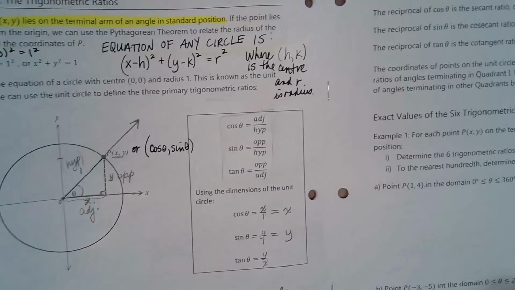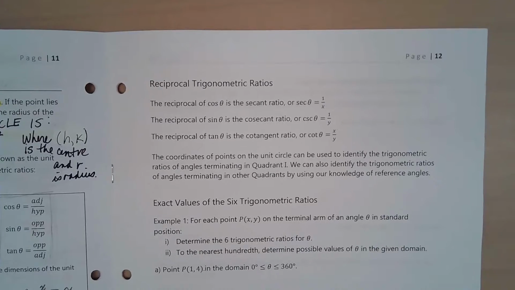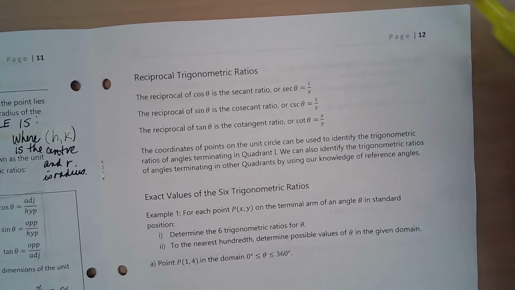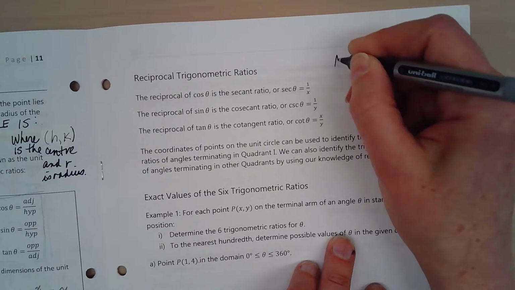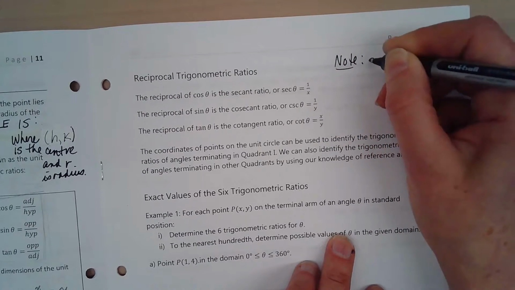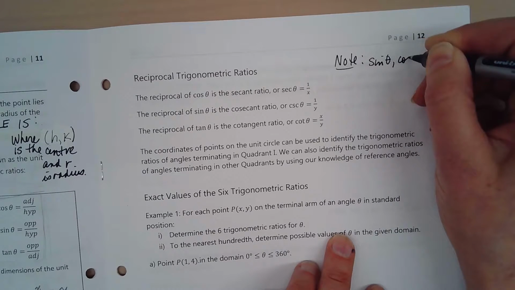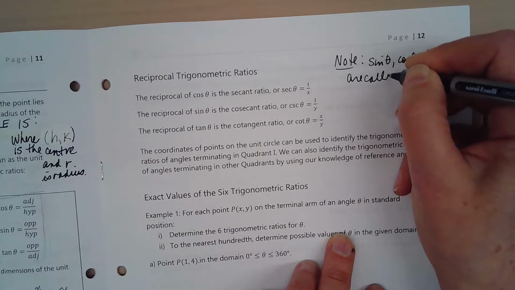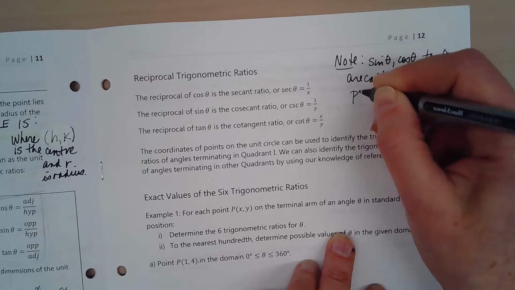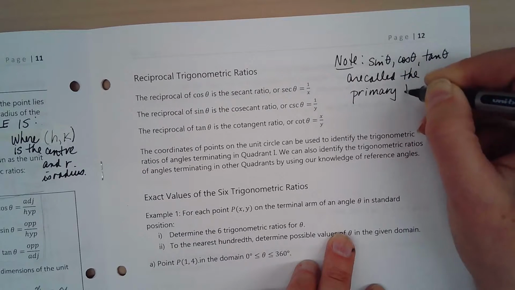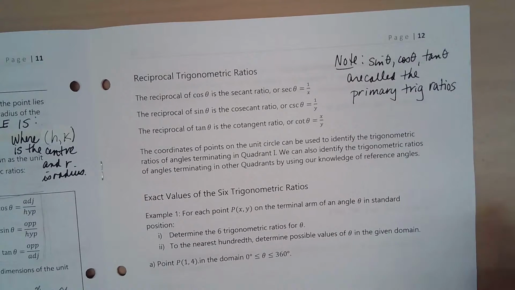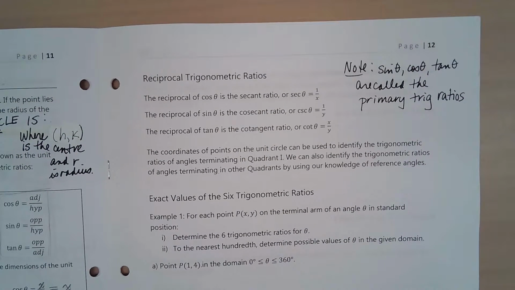Okay, let's see what we're going to do over here. I also want to introduce you to the reciprocal trig functions. Sine, cos, and tan are called the primary trig functions. So note, sine theta, cos theta, and tan theta are the main guys, the primary trig functions, or trig ratios. Ratios or functions, either is fine. The secondary ones are the reciprocals.